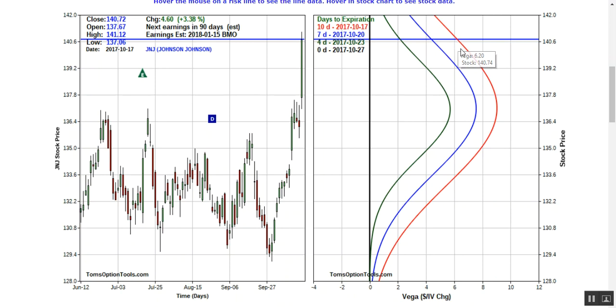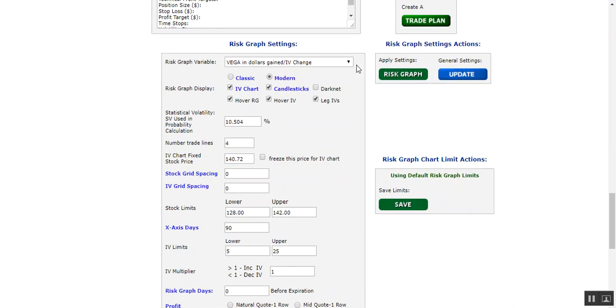So there you are, folks. That's how you change and chart the different Greeks on your risk graph page. Use that risk graph variable right there.